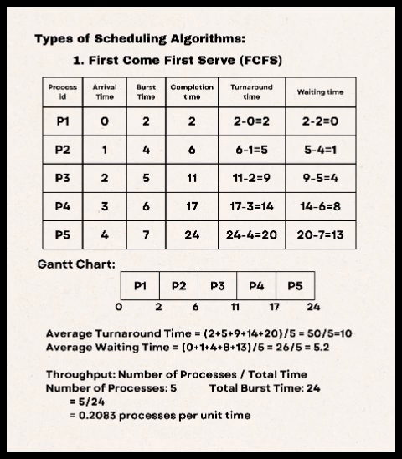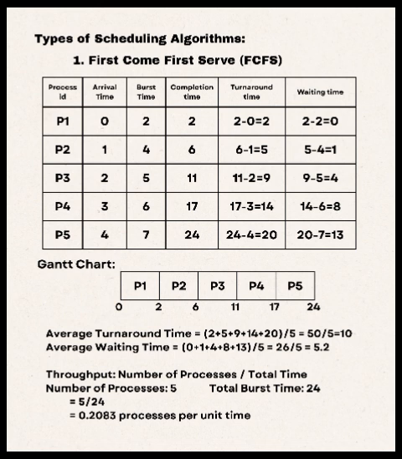The Gantt chart shows the execution sequence and timing of each process. As you can see in the table format, P1 completed at time 2, P2 completed at 6, P3 completed at time 11, P4 completed at 17, and lastly P5 completed at time 24.